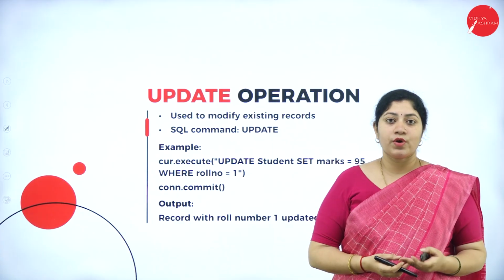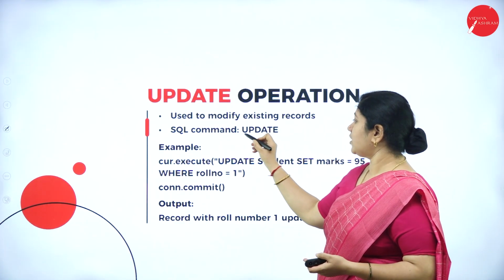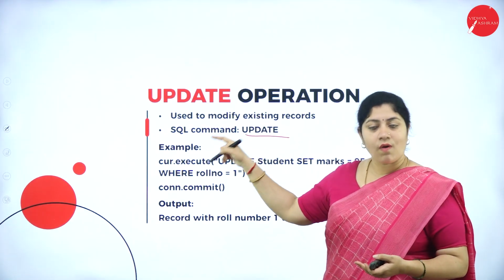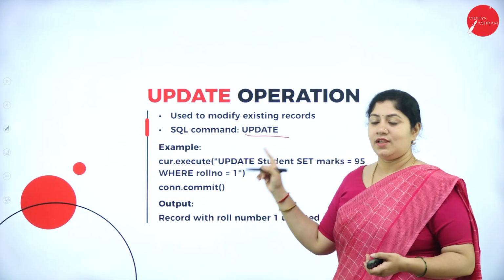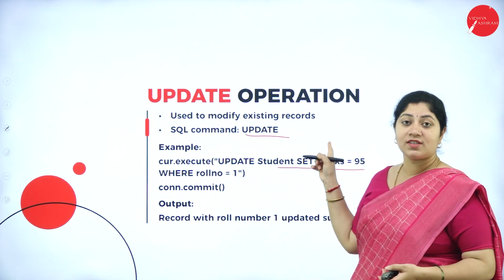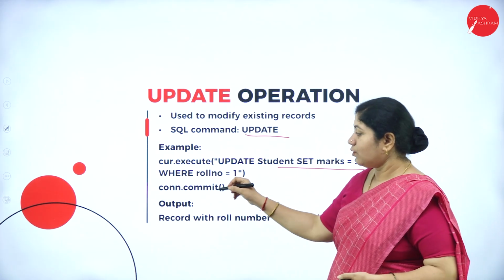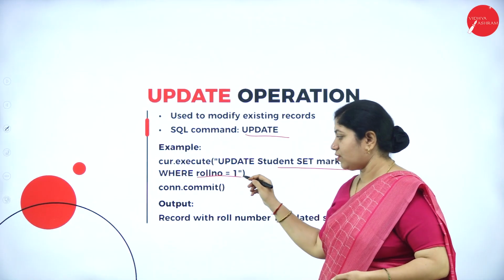The next thing is the update operation inside the table. This is used to modify the data inside the table, and the SQL command that is utilized is none other than update. Let's see an example here: cursor.execute of update student set marks equals 95 where roll number is the one to be updated. So this is the reference to that.